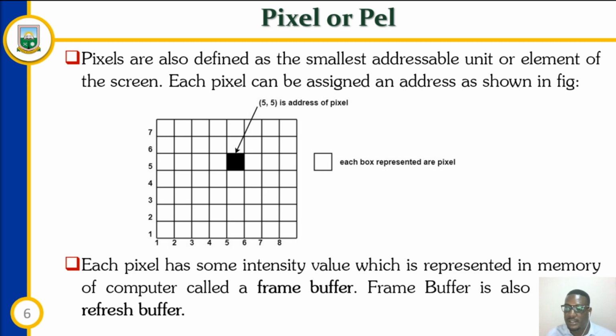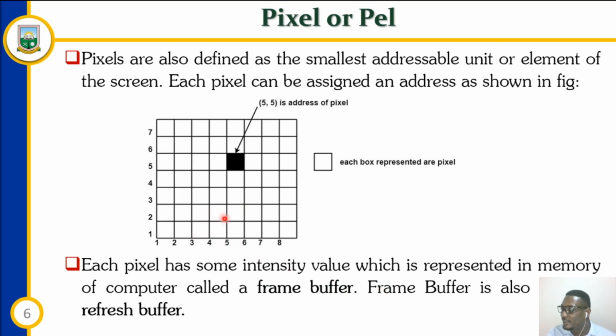So there are some algorithms available to help in scan conversion, and we'll talk about each one of them in the next slide. But before I go on, you should bear in mind that from the diagram as you see here, let me activate the laser pointer. From the diagram, each pixel has some intensity value which is represented in memory, and this memory is termed the frame buffer, as I was talking about. And this same frame buffer is also called the refresh buffer.